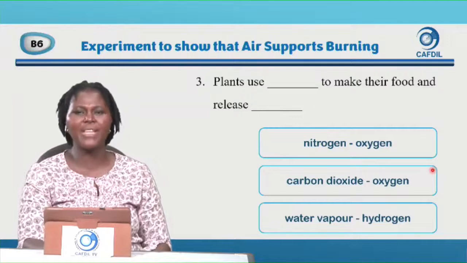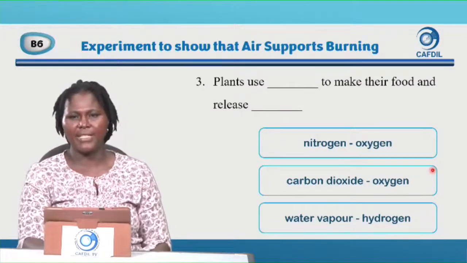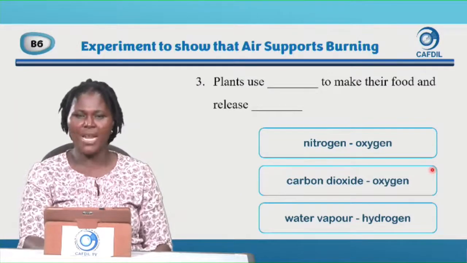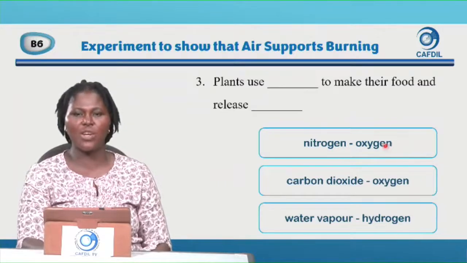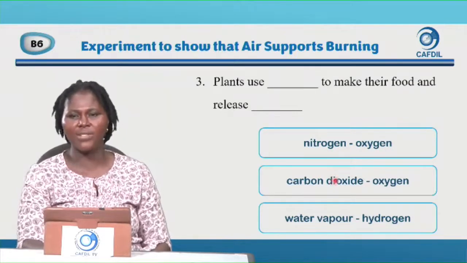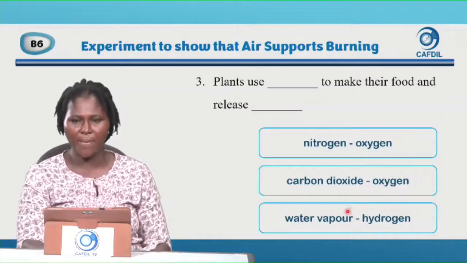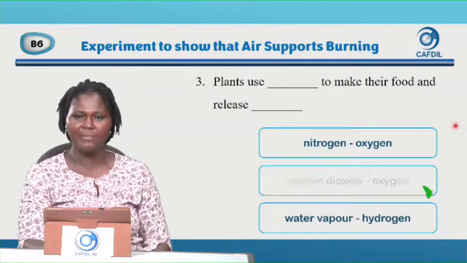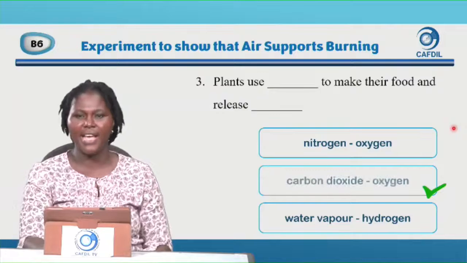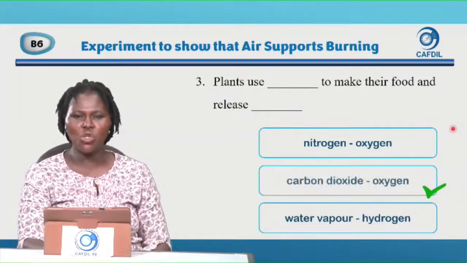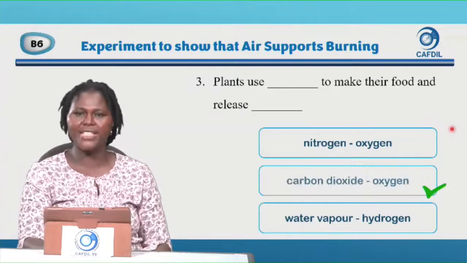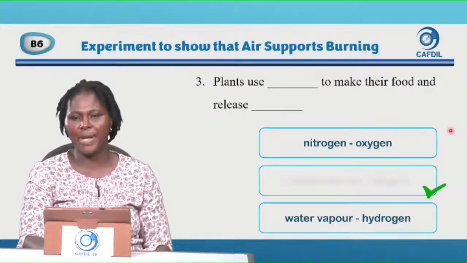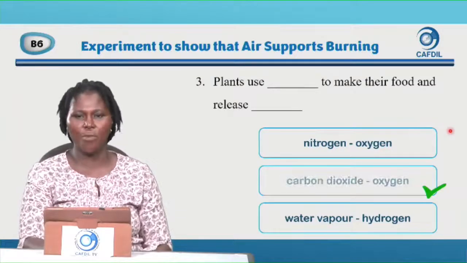Question number 3. Plants use dash to make their food and release dash. We have nitrogen and oxygen. We have carbon dioxide and oxygen. We have water vapor and hydrogen. Which one? That is carbon dioxide and oxygen. Plants use carbon dioxide to make their food and release oxygen. Animals and plants also use oxygen for breathing.